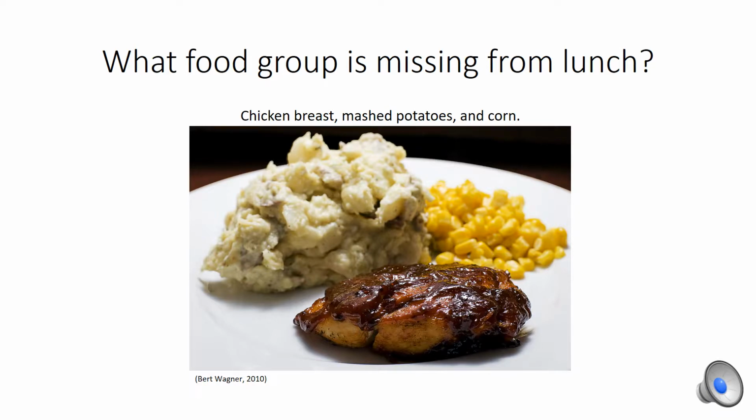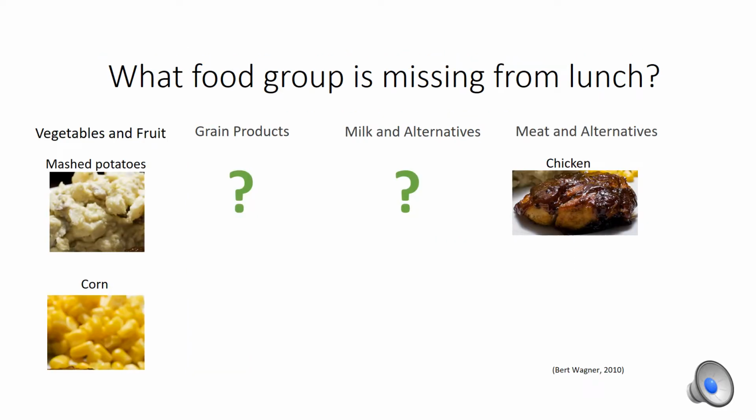This lunch consists of chicken breast, mashed potatoes, and corn. What food group is missing? In this example, we have two food groups missing from lunch, grain products and milk and alternatives. Both the potatoes and corn belong in the vegetables and fruit food group, and the chicken is a meat and alternative.